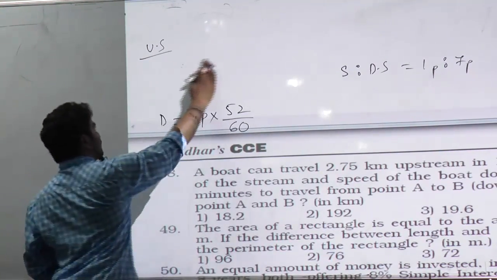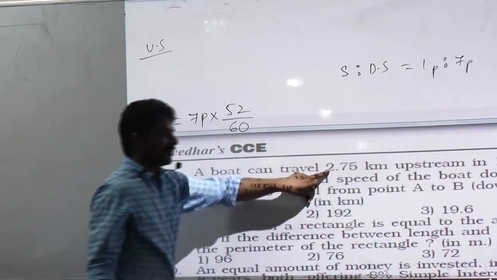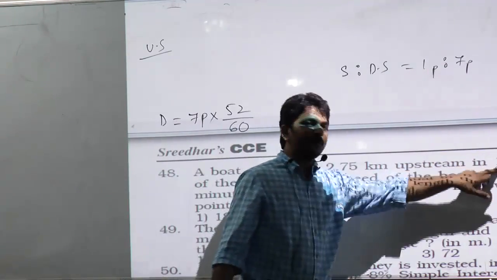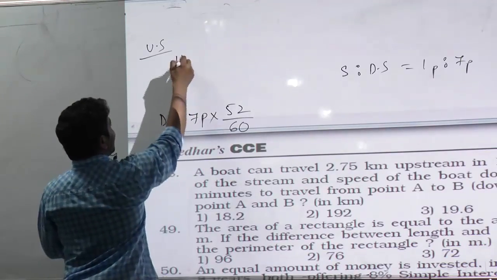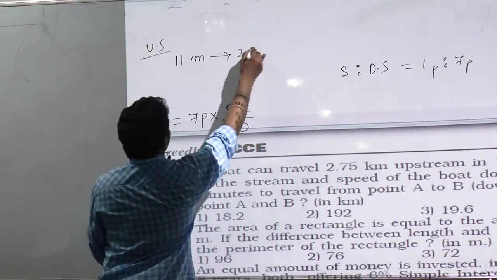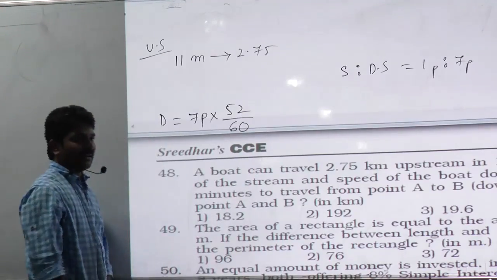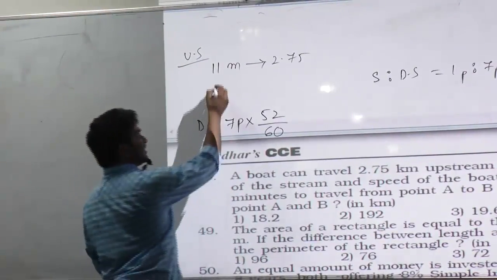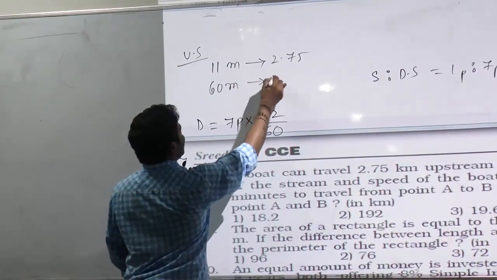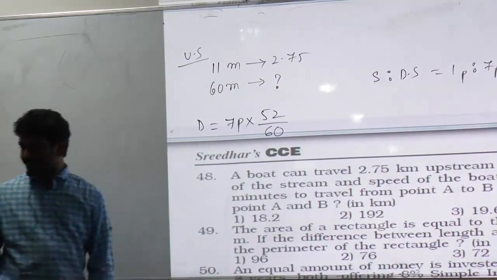Right. Look here. In upstream, how many kilometers did he travel? 2.75. In how many minutes? 11 minutes. Now, this is actually a note calculation, I'm writing it so that you understand. In 11 minutes, if it can cover 2.75 kilometers, you need to represent speed in kilometer per hour. Hour in the sense 60 minutes. In 60 minutes, how much is the distance covered in upstream?